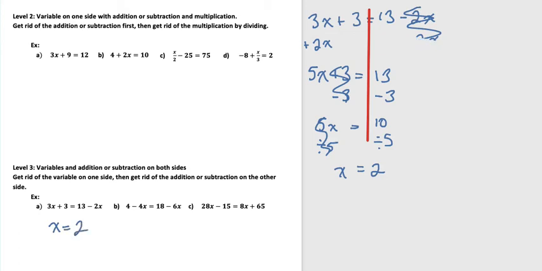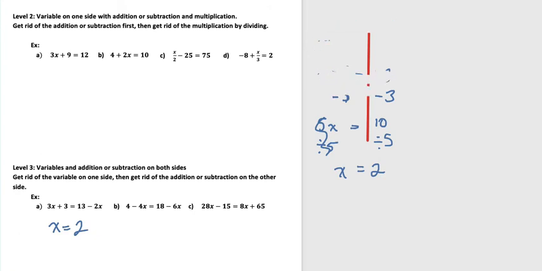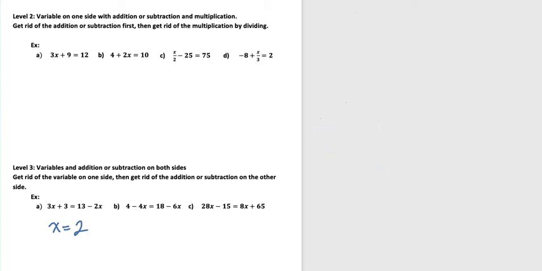Let's do just a couple more examples. These next couple of examples are going to be quite similar to the one that we just did. First step, get rid of the x's on one of our sides, then deal with any addition or subtraction, then deal with multiplication or division. So we have 4 minus 4x equals 18 minus 6x. Let's draw that line right down the middle.